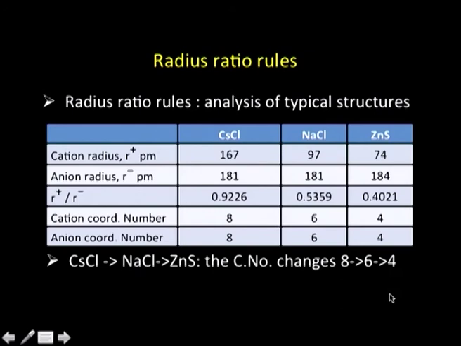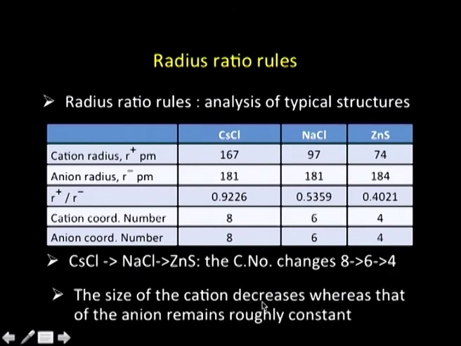But when the ion becomes smaller, as we come down from cesium to sodium, the number of anions which can surround it becomes less. So, the coordination number comes down from 8 to 6, and going further, when the cation becomes still smaller, we cannot have more anions around it. So, the coordination number becomes 4 there. That is, the size of the cation decreases, whereas that of the anion remains roughly constant. So, that is the reason for these 3 characteristic structures, that is, when we move from cesium chloride to sodium chloride to zinc sulphide, the coordination number changes from 8 to 6 to 4.